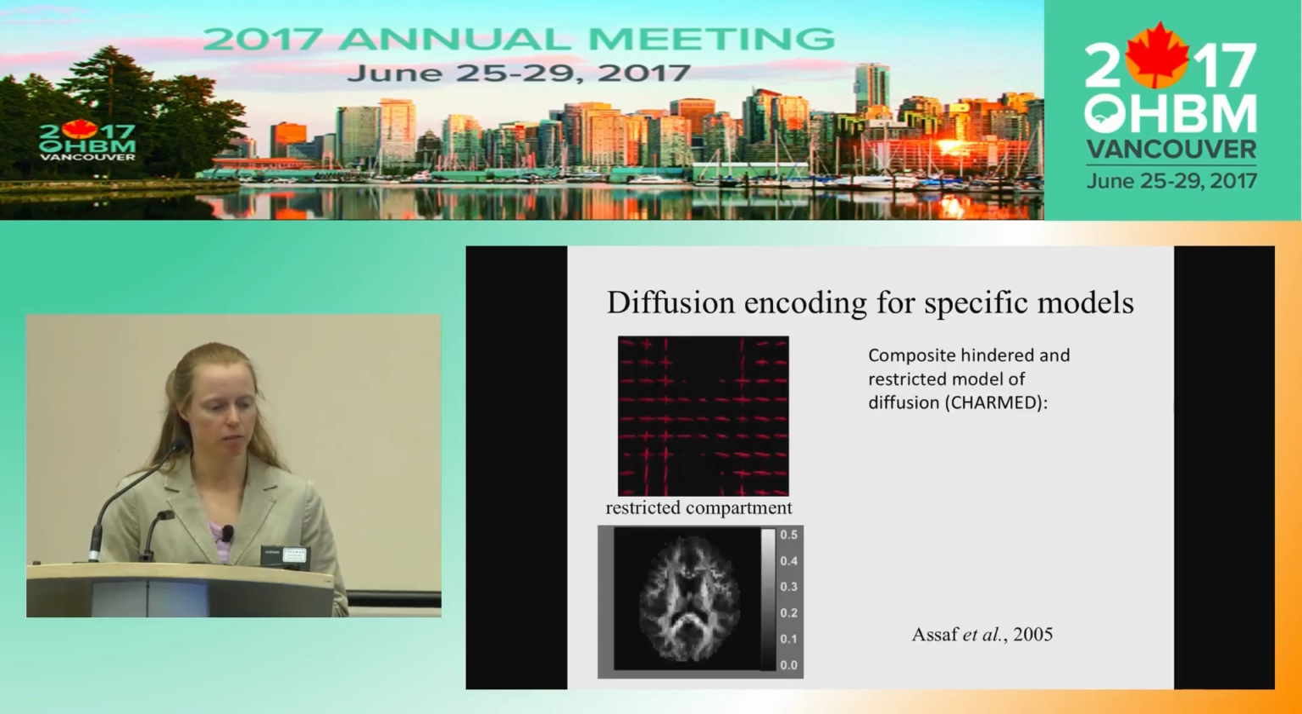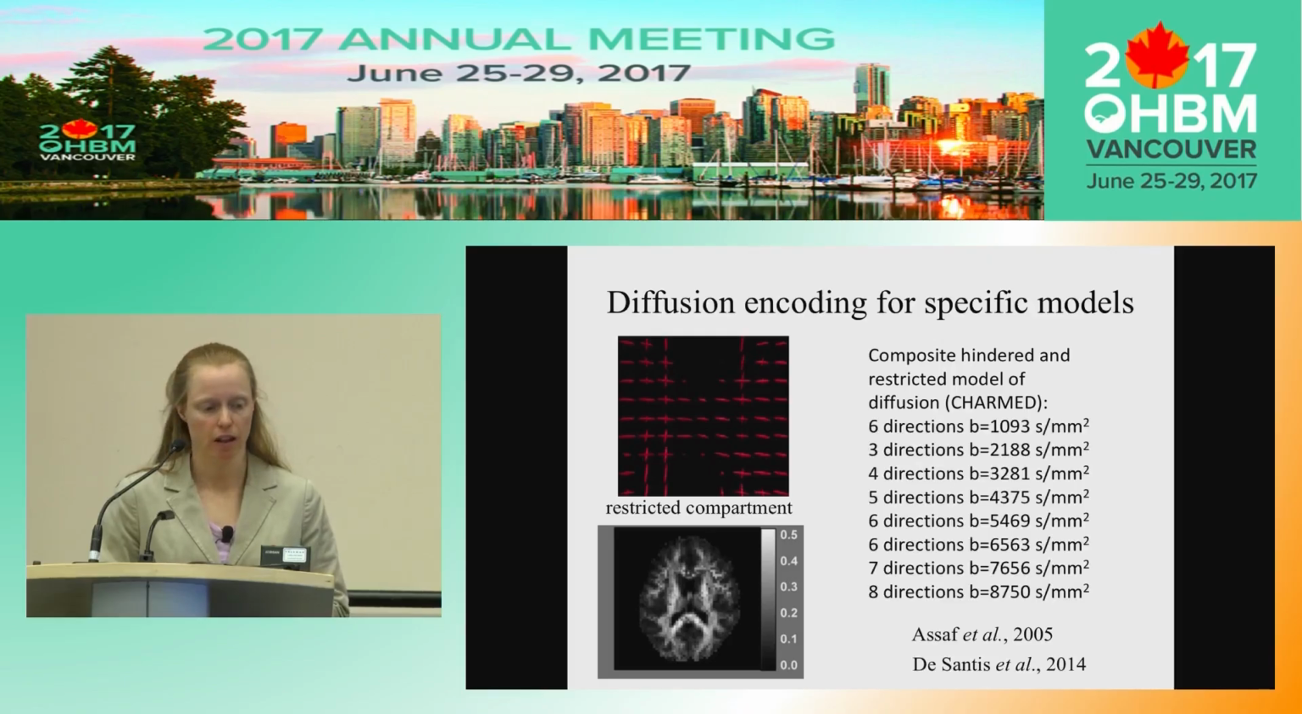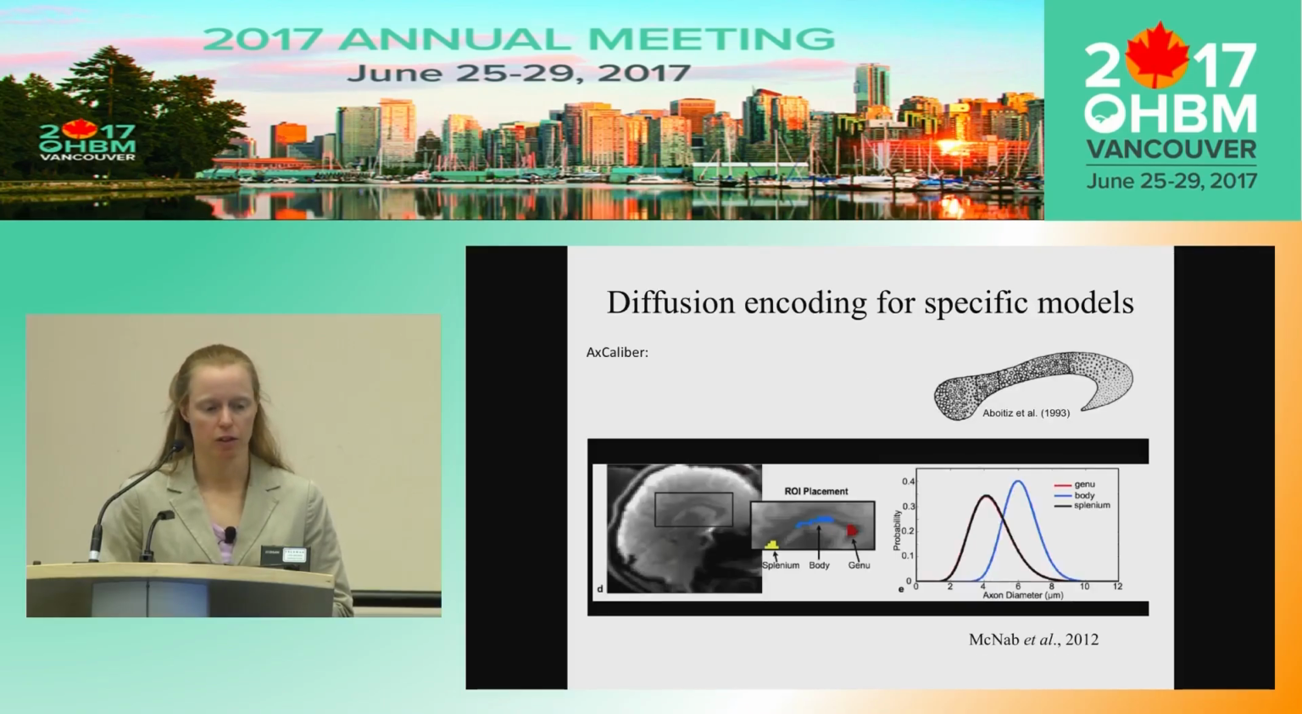There's another model called CHARMED that explicitly models multiple fiber orientations, and its optimal acquisition goes up to almost B equals 10,000, as does the acquisition for something called Excalibur, which allows for estimation of the axon diameter distribution. Here, the diffusion encoding is applied just along one direction, and the fiber orientation is known a priori.